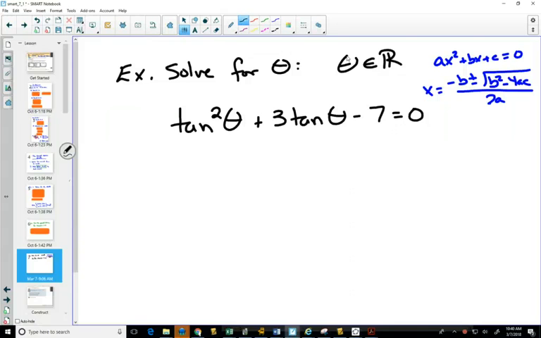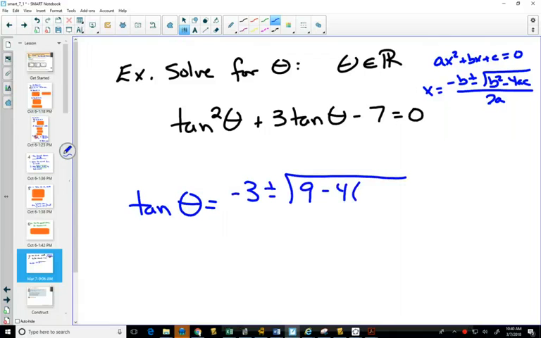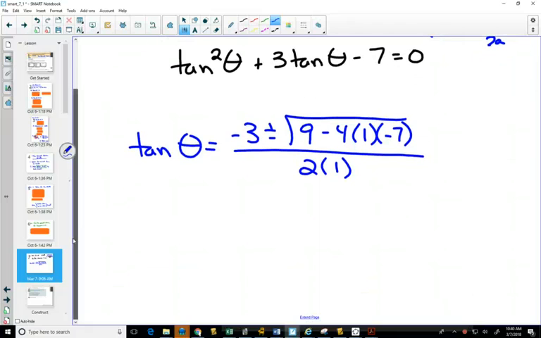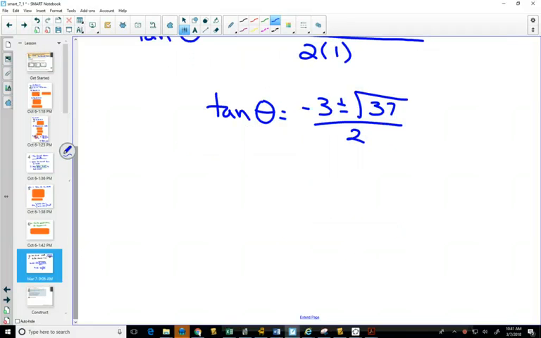But with the quadratic formula, it's x equals, but we don't have x squared, we have tan squared. So in our equation, we would have tan of theta equals, and we'd have negative b plus or minus the square root of b squared, which is 9, minus 4 times a times c, divided by 2 times a. And simplifying this, 9 plus 28 is 37 over 2.